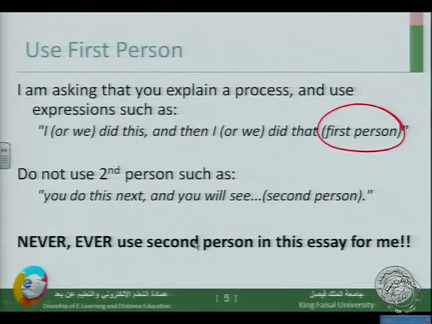كثير من الناس عندها خصوصا in Arabic language, they use the second person, and this is wrong. Do not use second person, such as you do this and you will see this. This is incorrect, or this is weak. Never ever use second person in this essay, at least for me. Okay? So you need to use the first person. So this is our first rule.